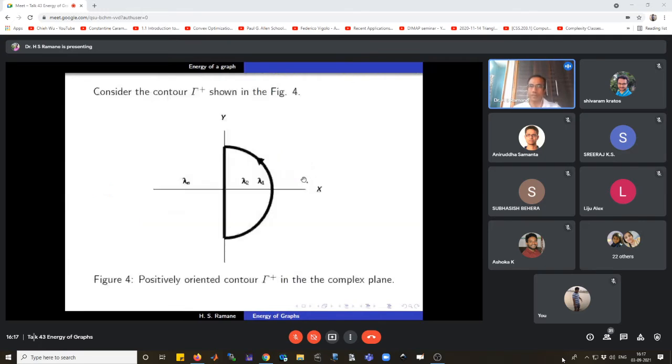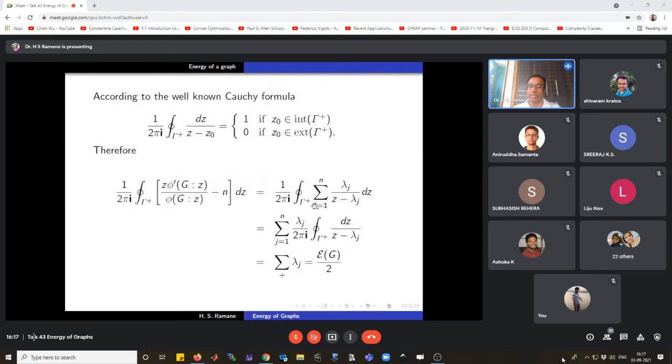Okay, so that is here. Then just interchanging integration and summation, it is the sum over j from 1 to n of lambda j divided by 2 pi times the integral of dz divided by z minus lambda j. For this, we use Cauchy's formula. It is 1 if z naught is in the interior, otherwise it is 0. So this becomes 1 for the inside.